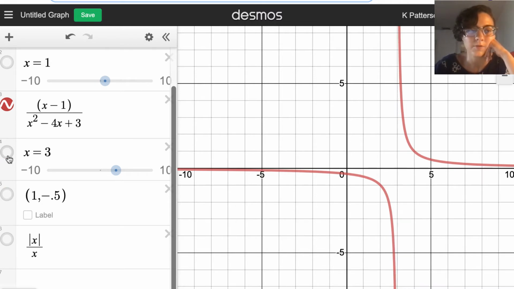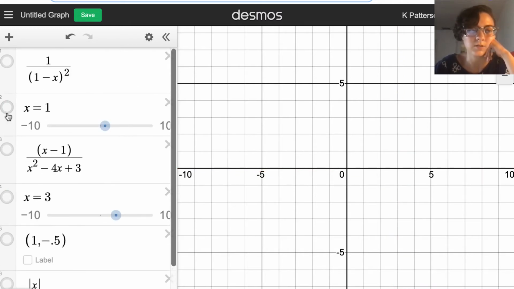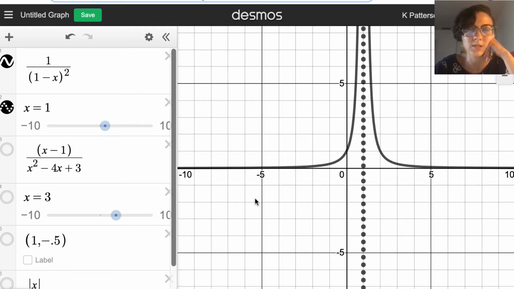Oh, and for part A, I actually do have the graph here, and you can see there's my vertical asymptote at x equals 1, so an infinite discontinuity right there. Cool.